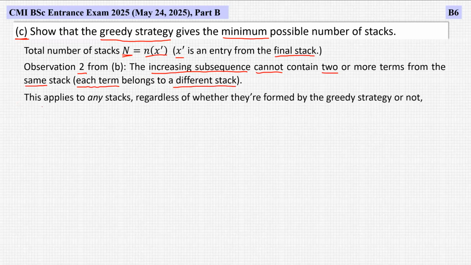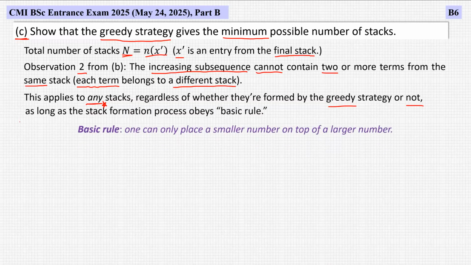The thing is, this property applies to any stacks, regardless of whether they are formed by the greedy strategy or not. The only requirement is that the stack formation process obeys the basic rule given in the problem, which is that you can only place a smaller number on top of a larger number. This generality arises because we haven't used any rules related to the greedy strategy when justifying this observation.